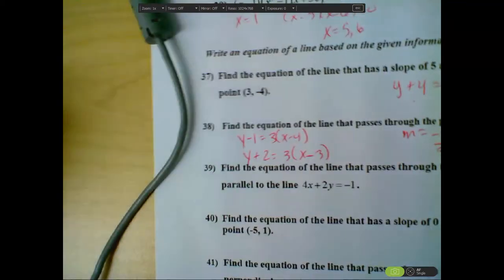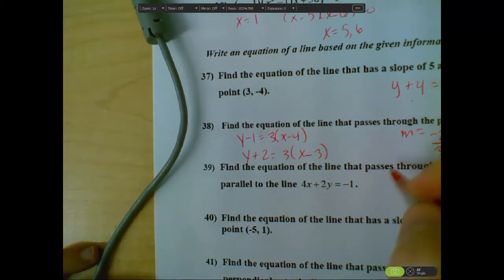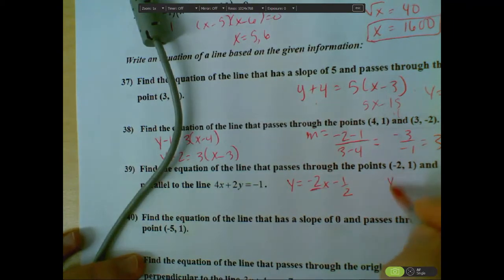The next question, if I want to be parallel to this line, I have to first find the slope of this line. Minus 4x divided by 2, y equals negative 2x minus a half. So this is the slope, and here's the point. So y minus 1 equals negative 2 times x plus 2.